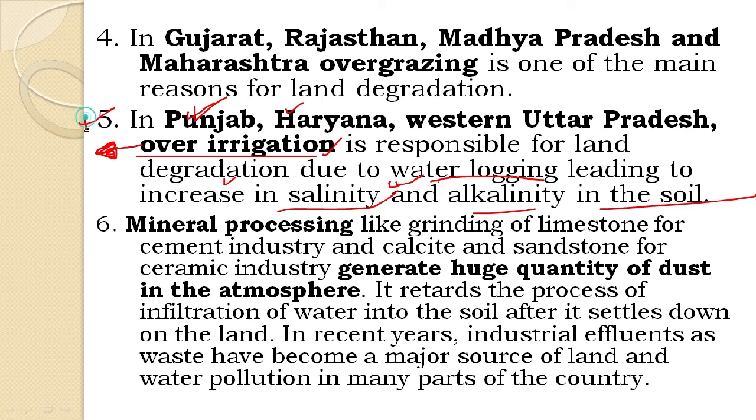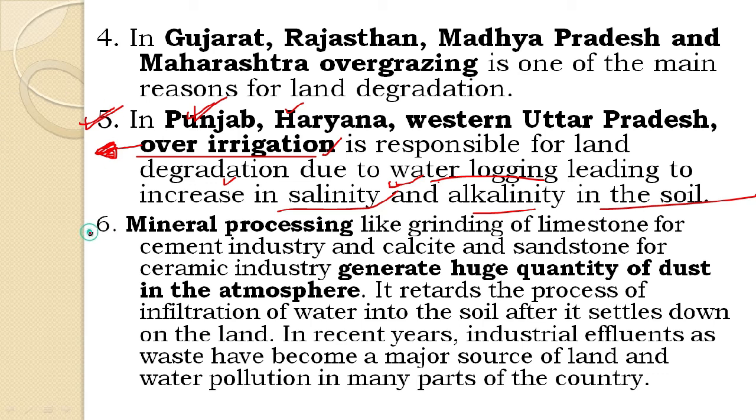Now again, one of the most important topics, and a question can be directly raised from here: which regions are affected by the issue of over irrigation, or what is the main cause of land degradation in regions like Punjab, Haryana, West and Uttar Pradesh. Let us move to point 6.